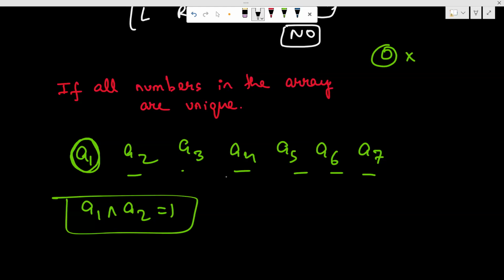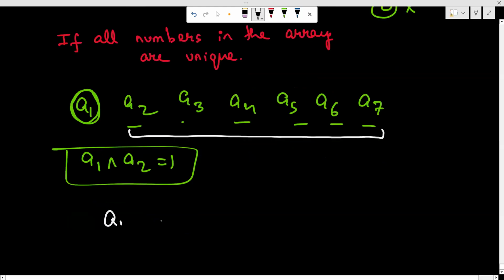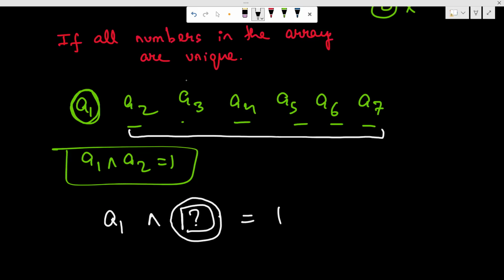Just repeating the question. If I do XOR of A1 with any of the remaining numbers, that is A3, A4, A5, A6, A7, will I ever get 1? The reason is that I know all of these numbers are unique. I am doing XOR of A1 with some unknown number and the result is 1, so only one number is possible that can be put in the box. If that number is A2, then none of the other numbers will ever give 1 when I do XOR with A1.